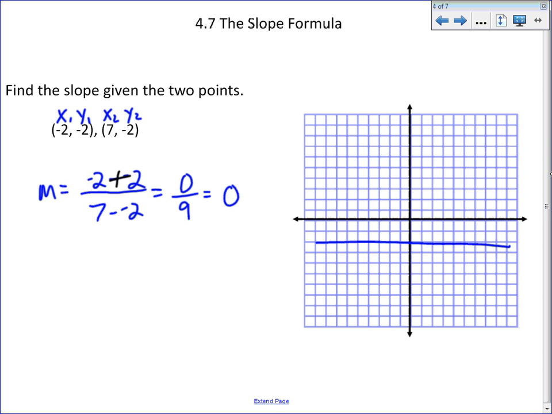So if we graph this, we're going to go down 2, over 2, down 2, and then over 7, down 2. And so you can see that the horizontal line goes at x equals -2. Okay? Or excuse me, I think I said x. It should be y equals -2.